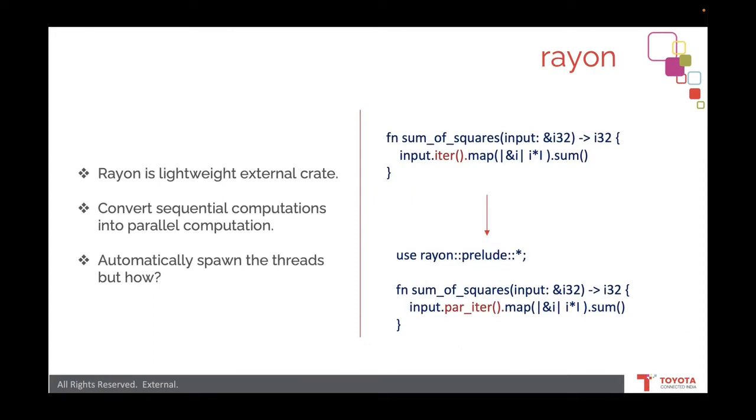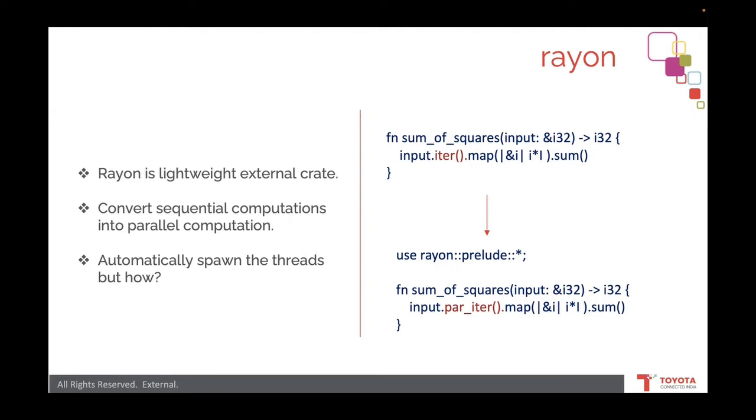And another library in Rust that we have is Rayon. It is a lightweight external crate or library. Using it, we can achieve concurrency via parallelism, and it generally converts sequential computation into parallel computation. Rayon has one good characteristic: it automatically spawns the threads as per the logical CPUs available on the system, or otherwise it takes the physical CPUs available, and spawns accordingly. On the right side is the example of it.